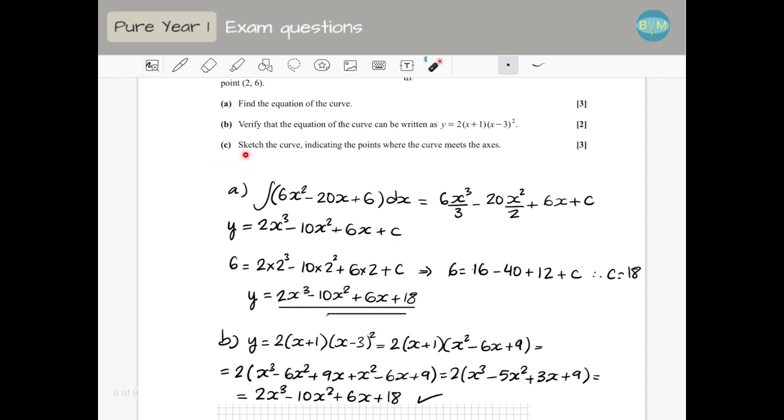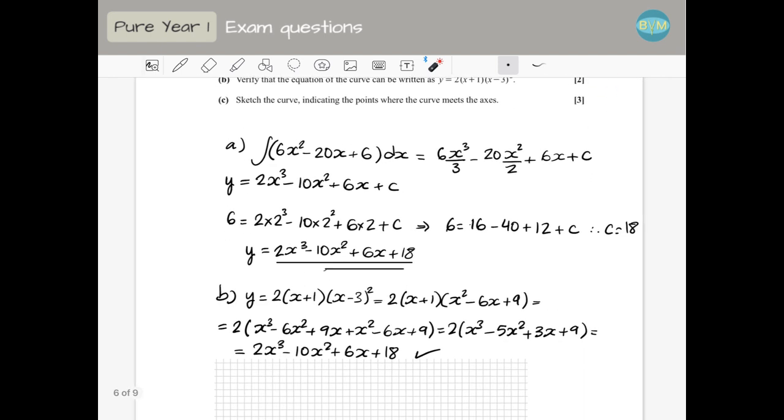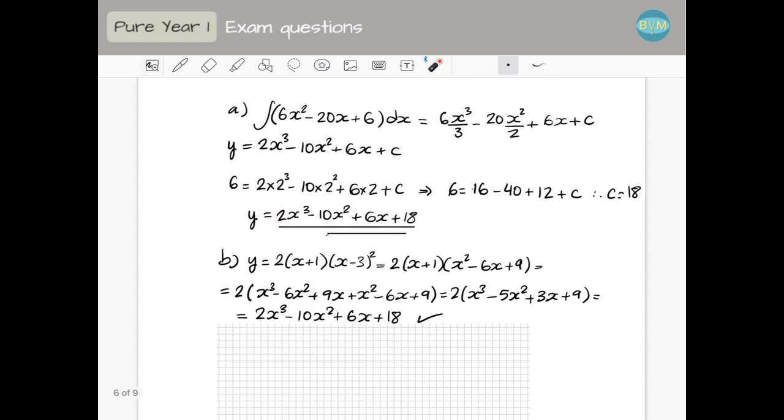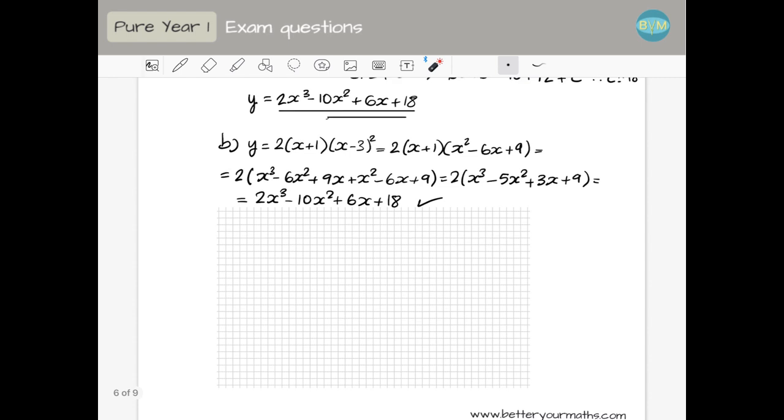The last part says sketch the curve, indicating the points where the curve meets the axes. We know it's a cubic, so this is the curve that we have to represent. We know the shape of a cubic. As the coefficient of x cubed is positive, it's going to be going up instead of down. And we know the points of intersection, we know the roots.